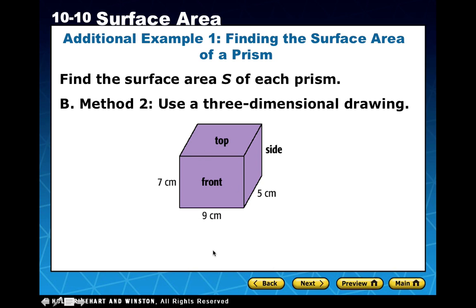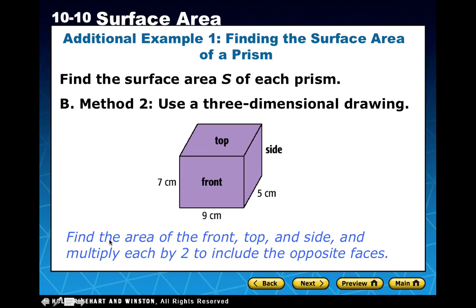Okay, different method here. We're going to use a three-dimensional drawing instead of a net. So we're going to find the area of the front, the top, and the side. And then we're going to multiply each of them by 2 because the front is equivalent to the back, the top is equivalent to the bottom, and the side is equivalent to this other side. And that encompasses all 6 sides.